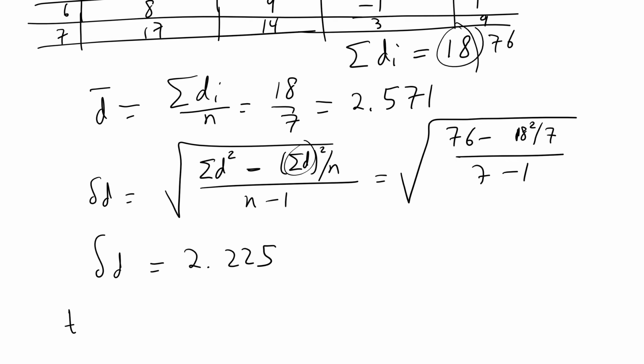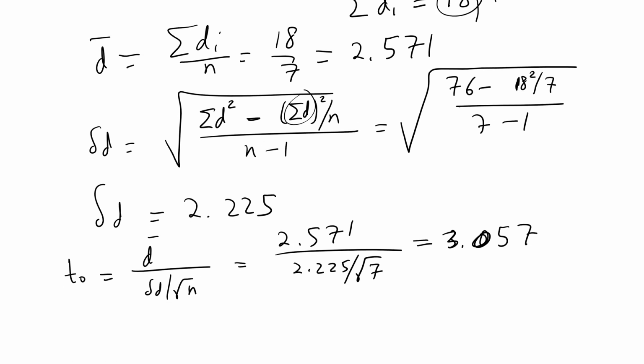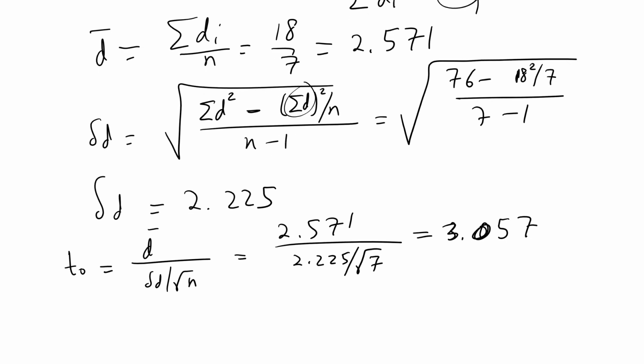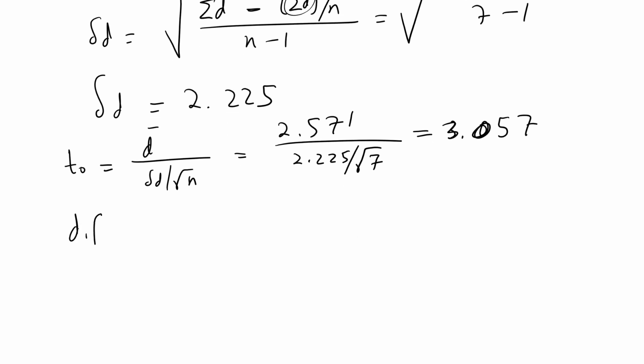So then I want to find the t statistic value, which is d bar divided by s sub d over the square root of n. This one is 2.571 over s sub d, which is 2.225, divided by the square root of n, which is 7. And that gave me 3.057. That's what it gave us. Now I'm going to just show you the p-value. The degrees of freedom is 7 minus 1, which is 6.